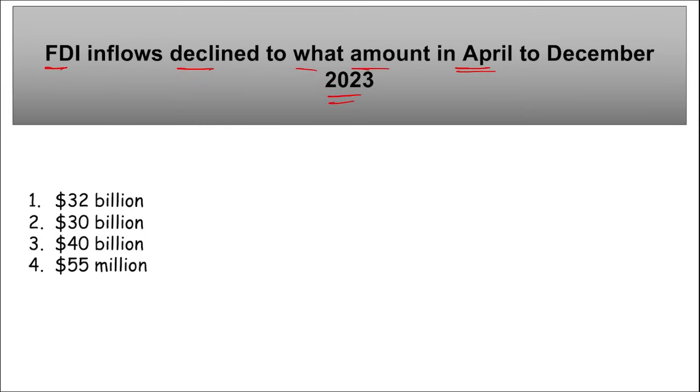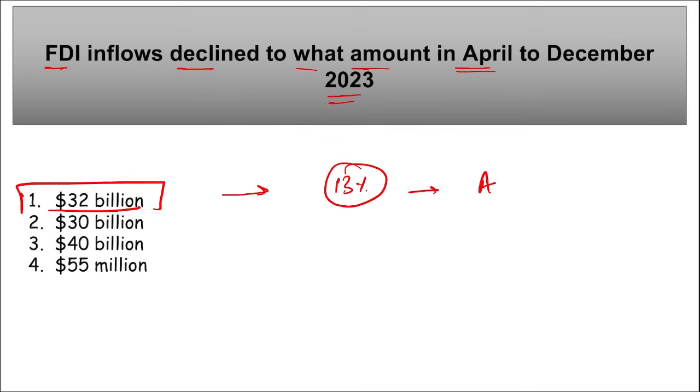So FDI inflows declined to what amount in April to December 2023? So remember the FDI inflows. What is FDI? Foreign direct investment, right? So the amount of money that was invested by foreign individuals in India has declined to what amount? It declined to $32 billion, and India saw a drop of 13% in FDI from April to December, right? Take a note of this. And this was basically lower investment in sectors such as computer hardware, software, telecom, auto parts, pharma, as per the government data.